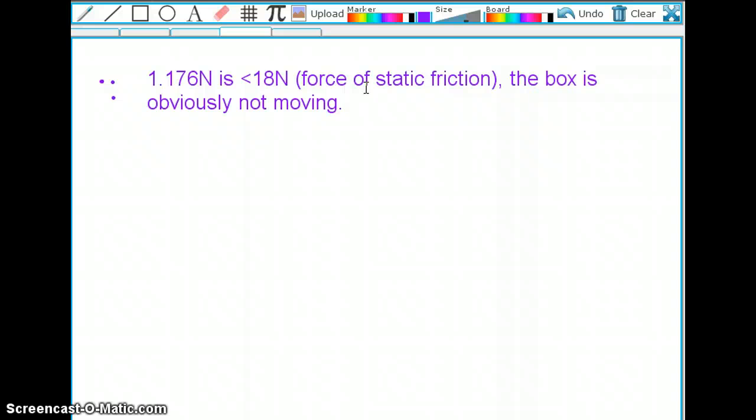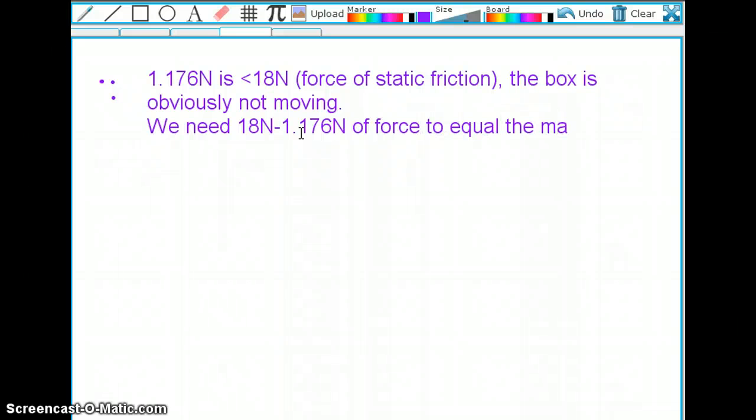box without it moving. So how much more do we need? We essentially need 18 newtons minus 1.176 newtons of force to basically equal the maximum static force of friction. If I can spell today, oops, force of friction. There we go. So that's how much we need, right?